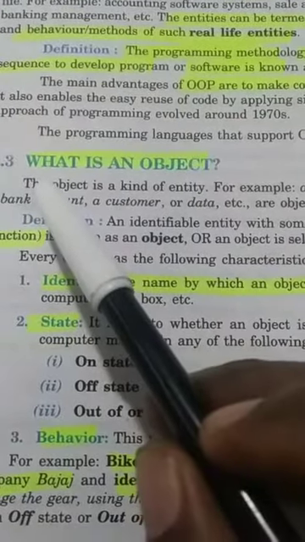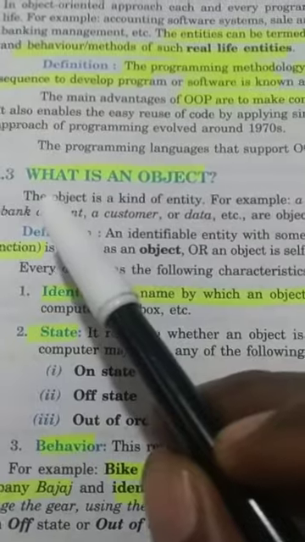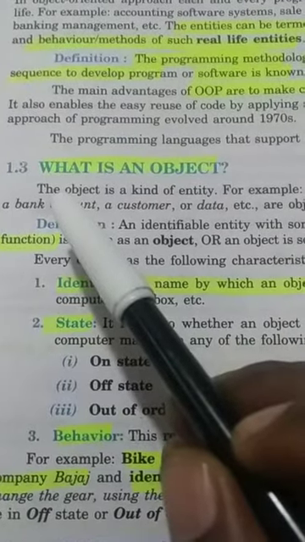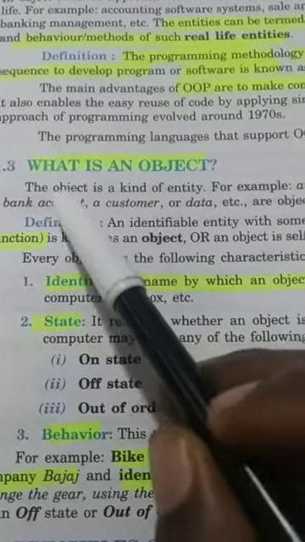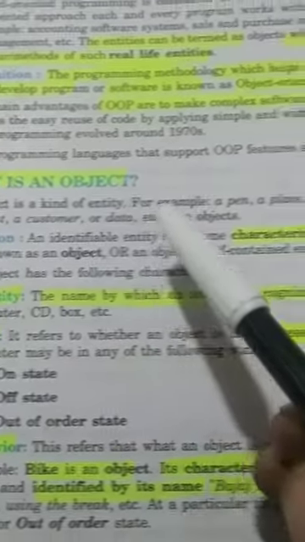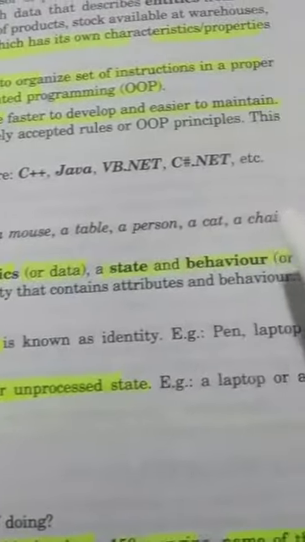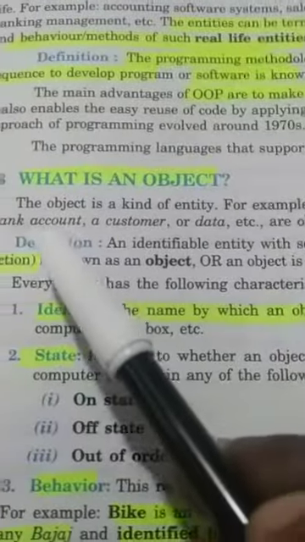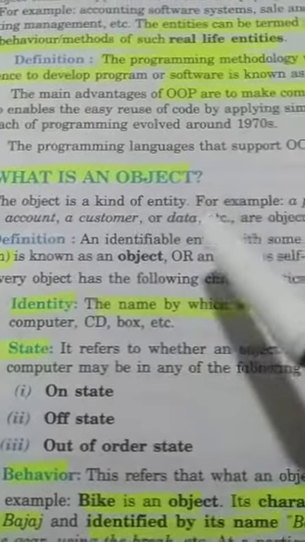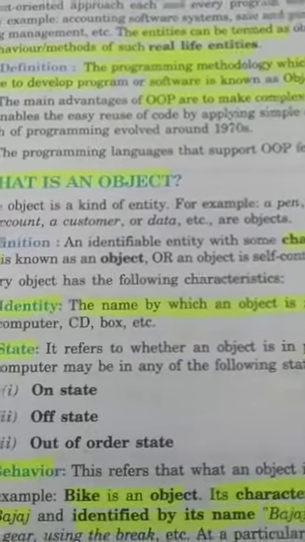So what is the object? As you know, in science, whatever you are seeing, that is an object. Okay, the object is a kind of entity. For example, a pen, a place, a mouse, a table, a person, a cat, a chair. Okay, a bank account, a customer, or data are objects.